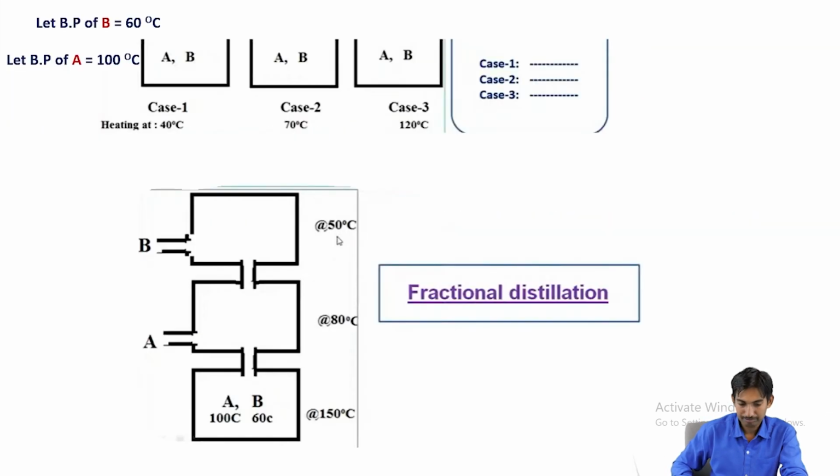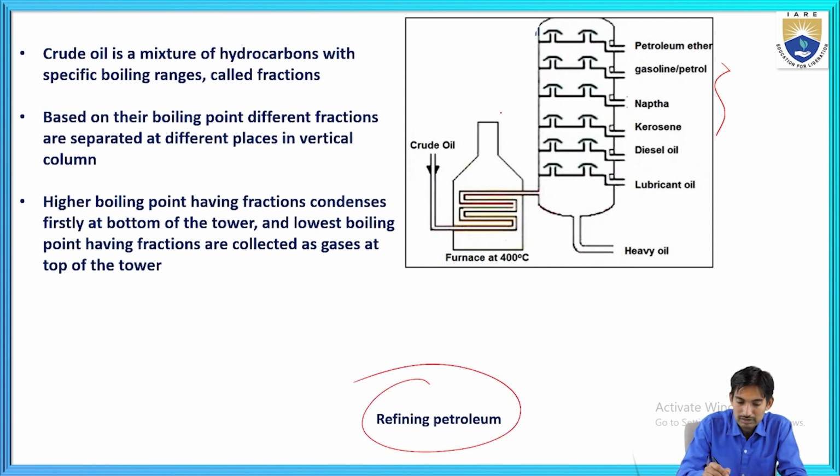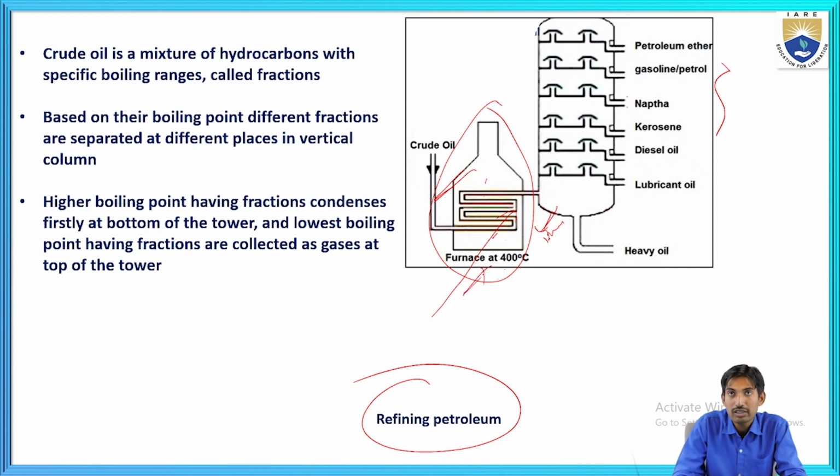See, this is the fractional distillation column of petroleum. This is the process of refining petroleum. This is the furnace, an iron container, containing the crude oil. In the furnace we have to supply heat at 400 degrees centigrade. This is the iron container.